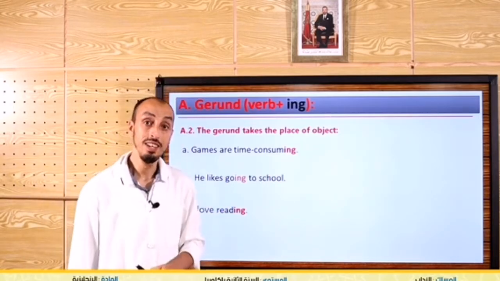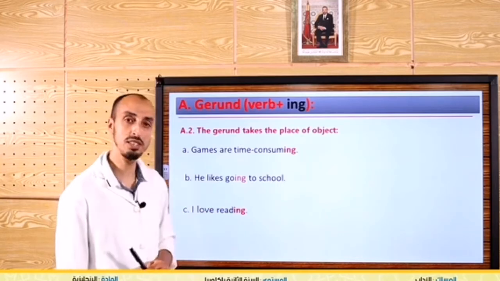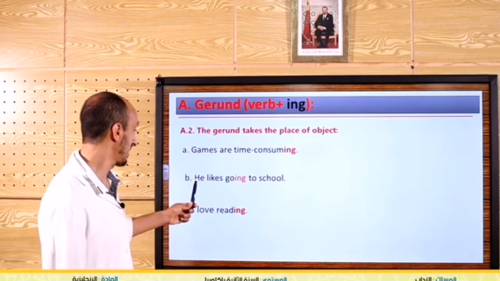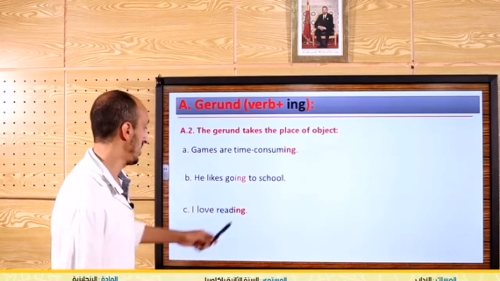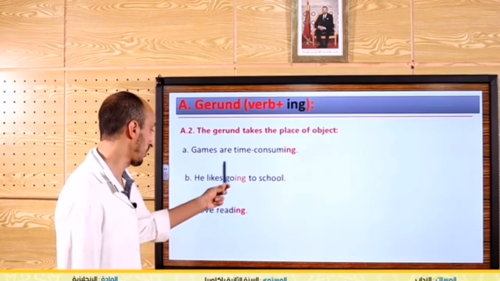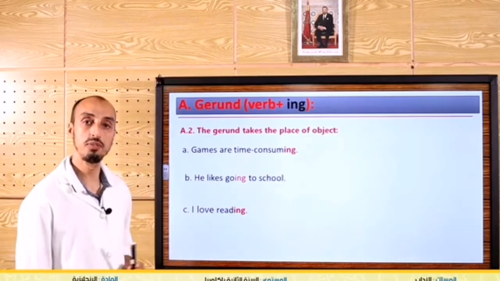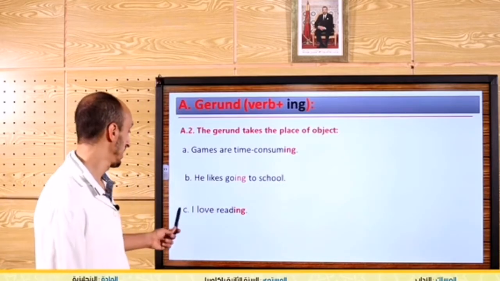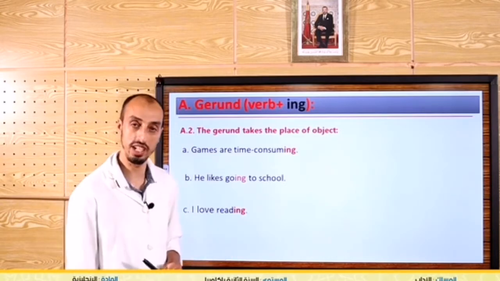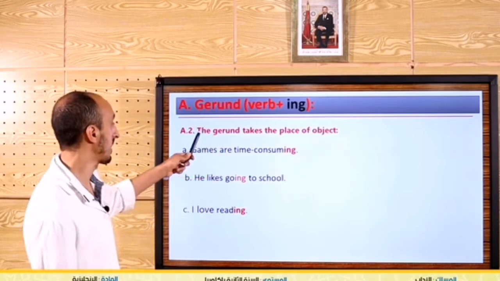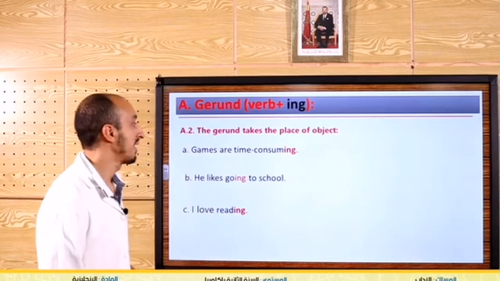Another example. He likes going to school. He is the subject, likes is the verb, going to school is the object. The gerund, going, verb in gerund form, going, go, going. Example C. I love reading. I is the subject, love is the verb, reading is the object. So we conclude that the gerund takes the place of an object. Great.